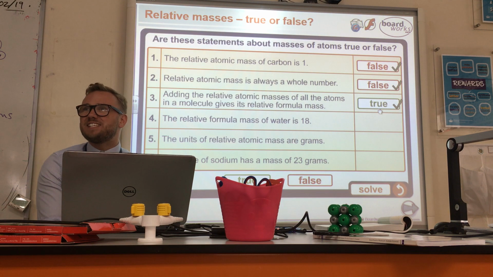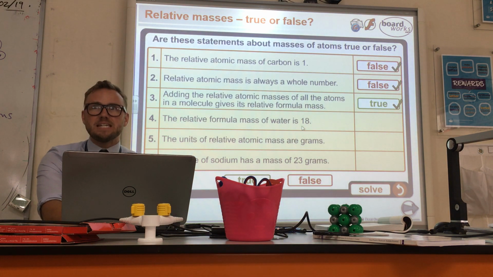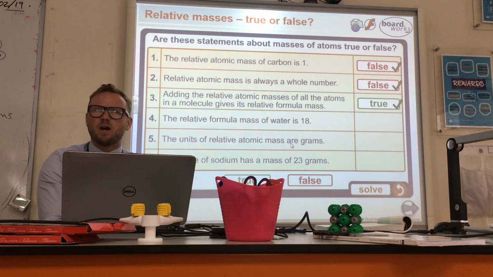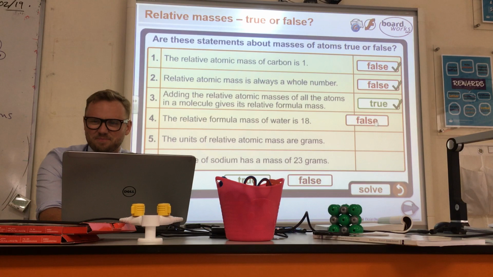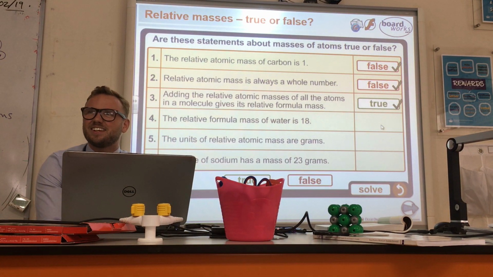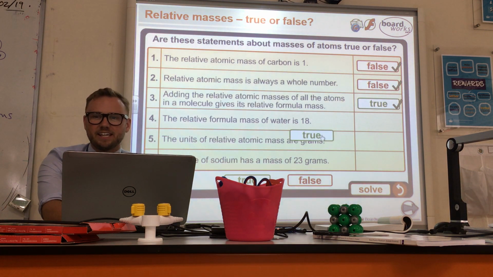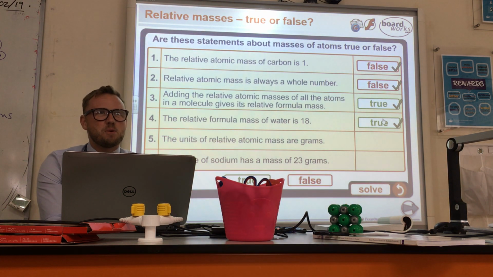The relative formula mass of water is 18. Tom, at the front. 18. Water. Been talking about it quite a lot today. It's still on the board. True or false? Is it 18? No. It's not 18. Tommy at the back? Is water 18? No. Oh, for crying out loud. Oh, yes. It's right there. It's on the board. Water is made up of H2O. Sorry. Oxygen is 16, hydrogen is 1. There's 2 hydrogens to every oxygen, it's 18. Crikey. See what we have to work with.